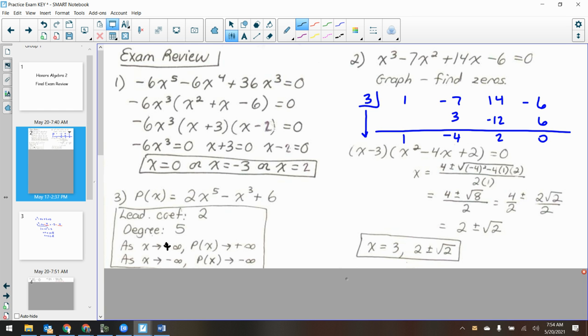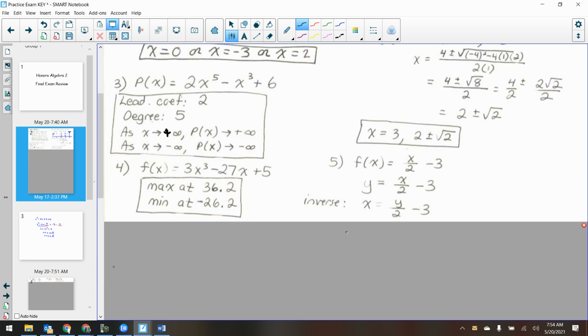Okay? Questions about that? Okay, let's talk about number 4. The maximum and minimum values are right there. Honestly, all you have to do is just plug this in your calculator and do second calculate maximum or second calculate minimum. And I just want the y values. I don't need the x values, just the y values. Anybody need to see me do that? Okay.